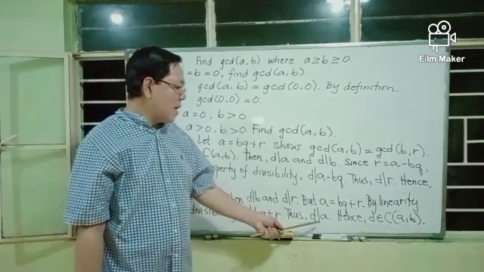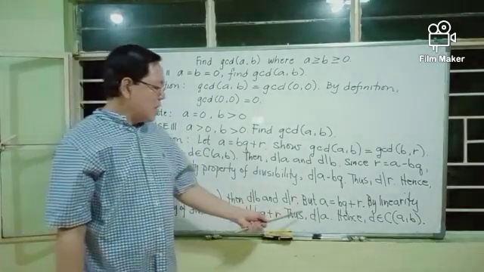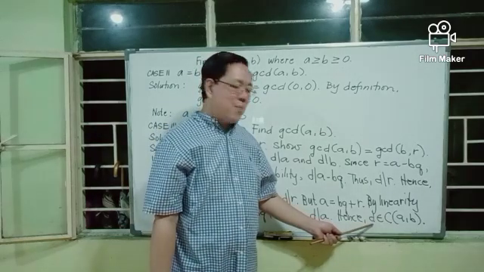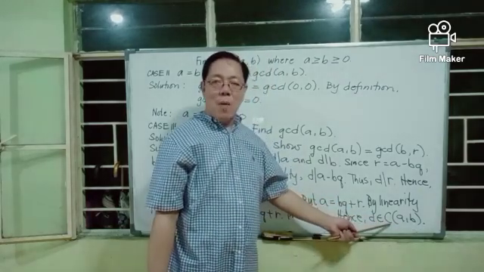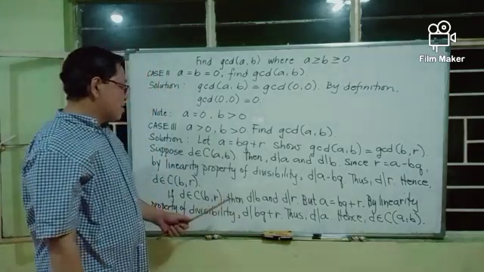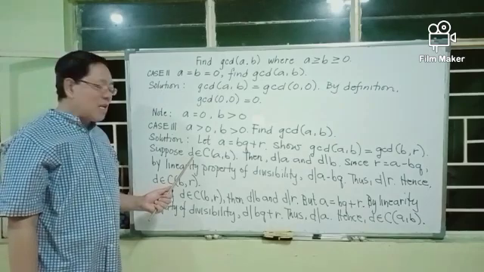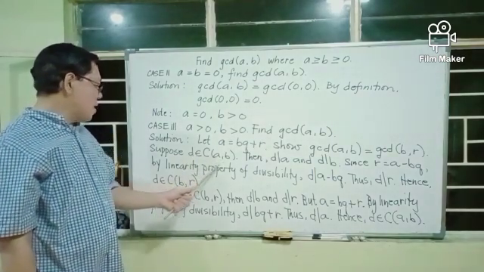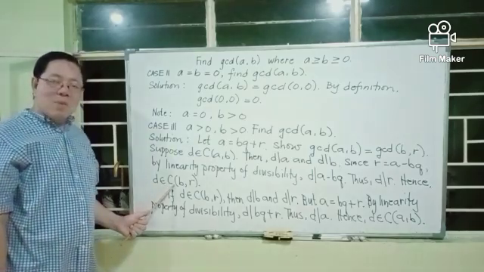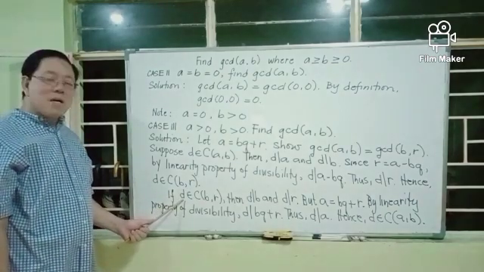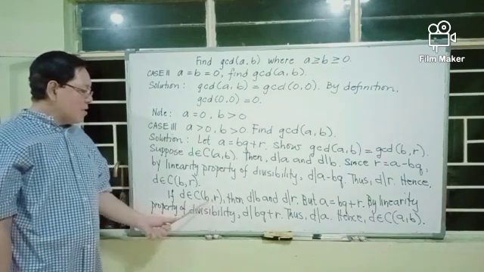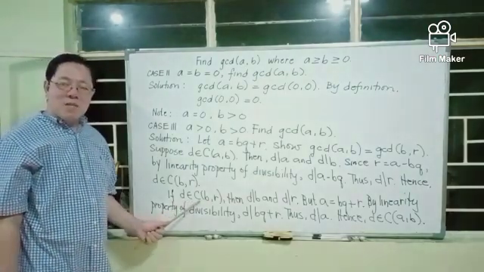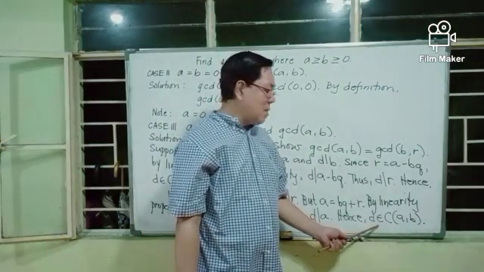Now we have D divides A and D divides B. If D divides A and D divides B, we conclude that D is one of the elements of the set C of AB, the set of all common divisors of A and B. We have shown that any arbitrary element D of C of AB is also an element of the set of all common divisors of B and R. And if D is any common divisor of B and R, we have shown that D is also an element of the set of common divisors of A and B.